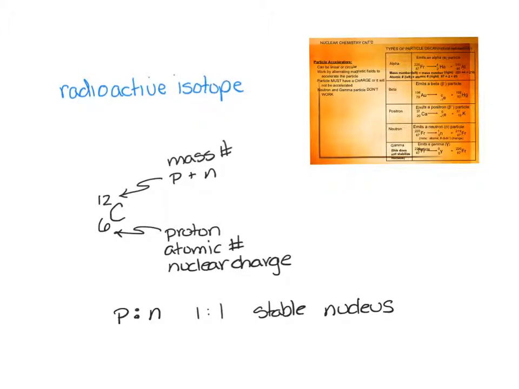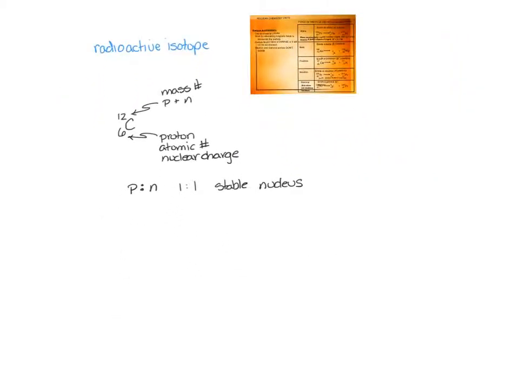Well, in this case, let's see if I can make this a little smaller. There we go. In this case, the number of protons in that carbon-12 is 6 protons, and we got that from here. And the number of neutrons in this is 6. So we have a 1:1 proton to neutron ratio. Carbon-12 is a stable isotope. Well, it's not radioactive. Sorry, scratch that. It's a stable isotope.